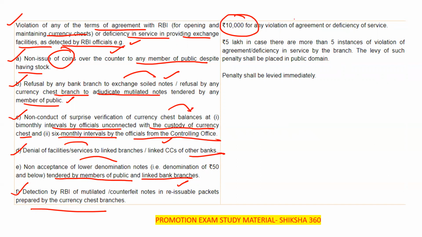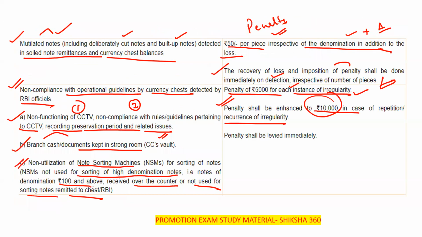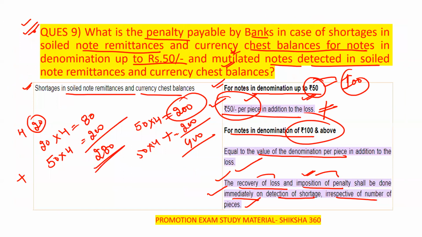Rupees 10,000 for any violation of agreement or deficiency of service. Clear? In that case, first one, you have to pay rupees 10,000 for any violation of agreement or deficiency of service, and 5 lakh in case there are more than 5 instances of violation of agreement or deficiency in service by the branch. The levy of such penalty shall be placed in public domain, and penalty shall be levied immediately. Clear? Levied immediately. Okay. So this one, all are the important points regarding the currency chest.